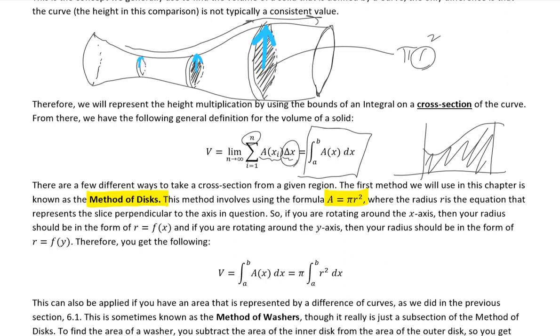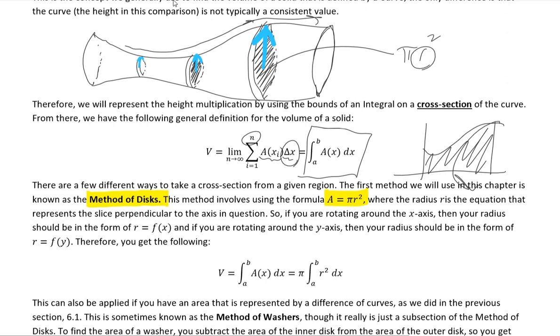If I'm trying to rotate it around the x-axis, then that means that r is going to be in terms of x. If I'm rotating around the y-axis, that means r is going to be in terms of y. So it's going to agree. As it says here, if you're rotating around the x-axis, then your radius should be in the form of r equals f of x. If you're rotating around the y, r should be in terms of y.